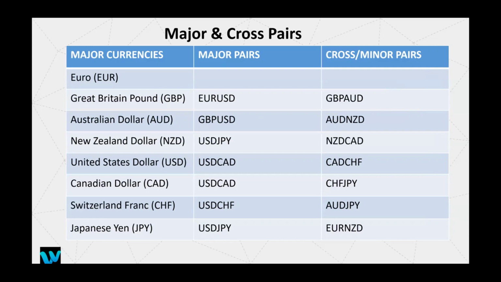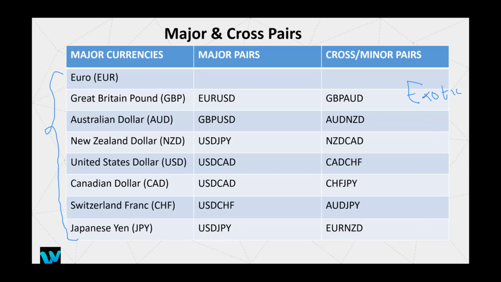Now, let's go back. Apart from the major pairs and the cross pairs, we also have what we call exotic. We say that we have 8 major currencies that make up these majors and cross. But these are not the only currencies that can be traded. We have other currencies that can be traded, like the currencies of some of the emerging markets. These ones are considered to be advanced places, while those ones are emerging.